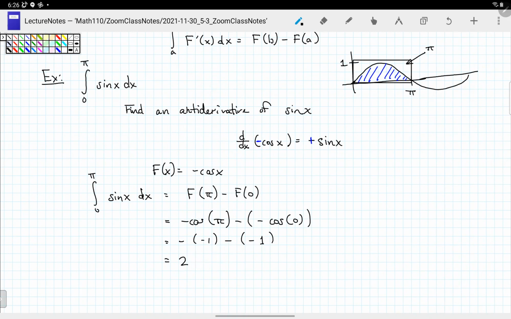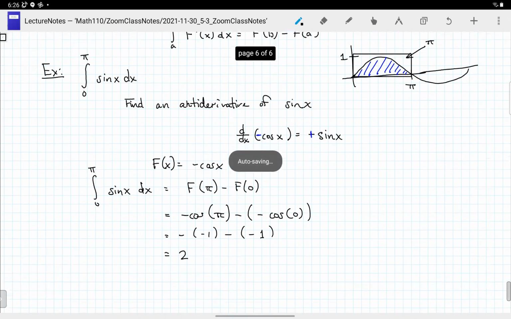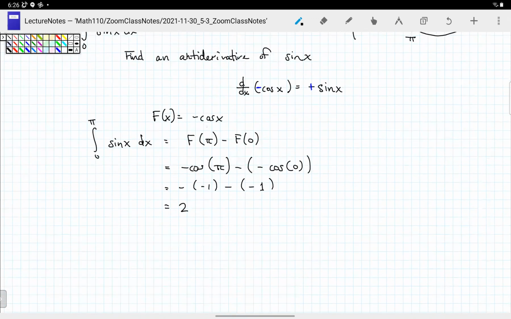So that kind of makes sense in terms of our picture. Basically, that area of that hump is approximately 2/3 of that rectangle, the 1 by pi rectangle. Okay. A couple of things. What if we were to take a different antiderivative?